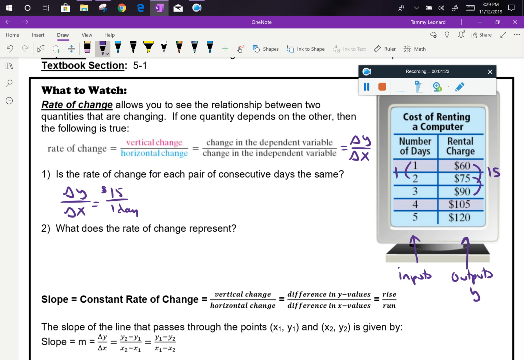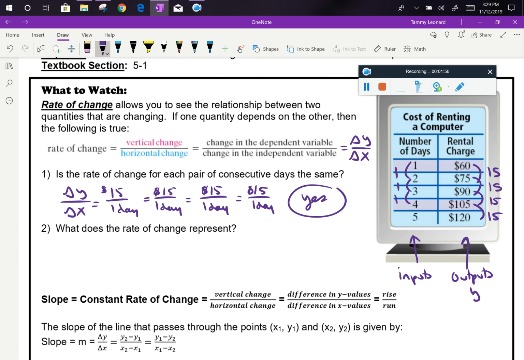So the next change goes from 75 to 90. That's again an increase of $15 for 1 day. Looking at the next change, $90 to $105 is $15 per 1 day. And finally, $105 to $120 is $15 increase per 1 day. So we can see that yes, this rate of change for each pair of consecutive days is in fact the same. It says, what does this rate of change represent?